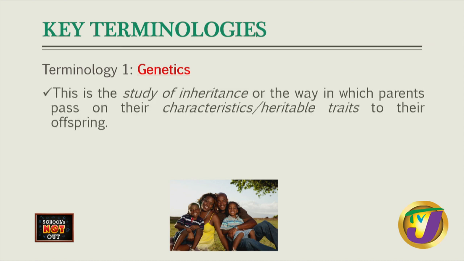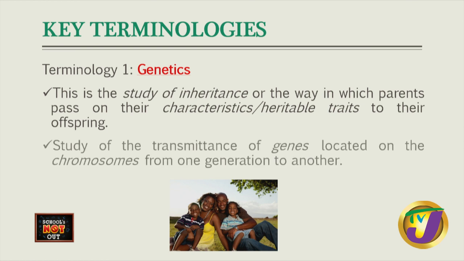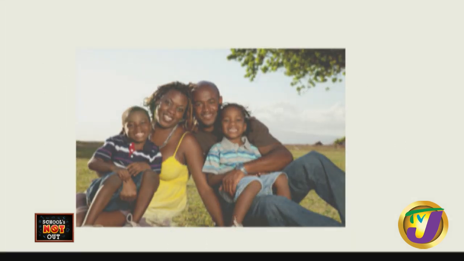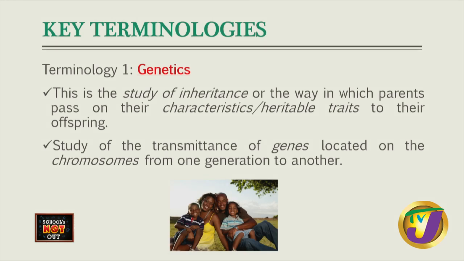It is the study of inheritance, or the way in which parents are able to pass their characteristics or heritable traits to their offspring. Some literature will also define it as a transmittance of genes. And when we speak about genes, we're not talking about the denim type, but we're going to be looking at this definition later on. The genes located on the chromosome from one parent or from one generation to another.